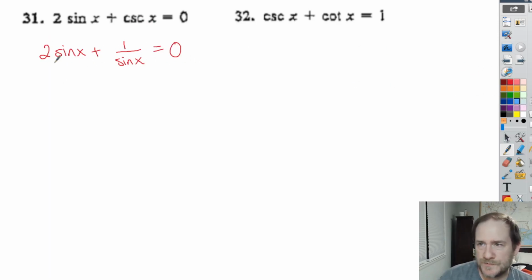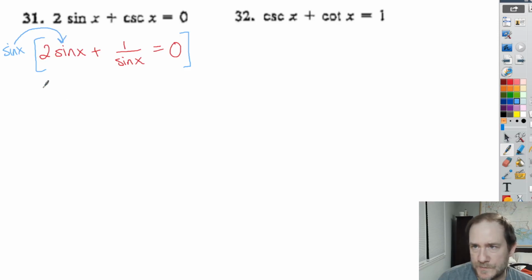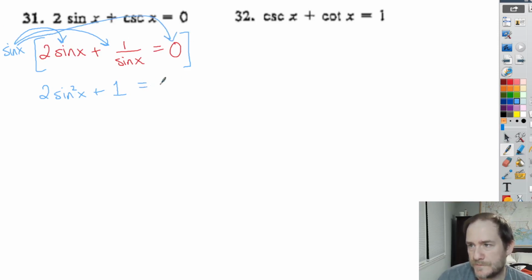Your first impulse might be to multiply through by sine. Because if you multiply through by sine, it'll distribute onto this term, giving 2 times sine squared x. It'll distribute onto this term and just kind of cancel out, giving us 1. And it'll distribute onto this term, just giving us 0.